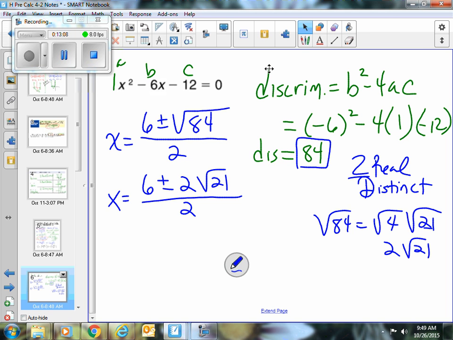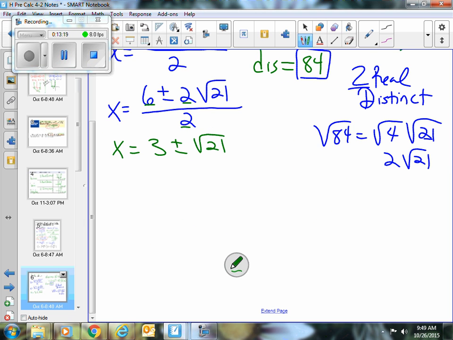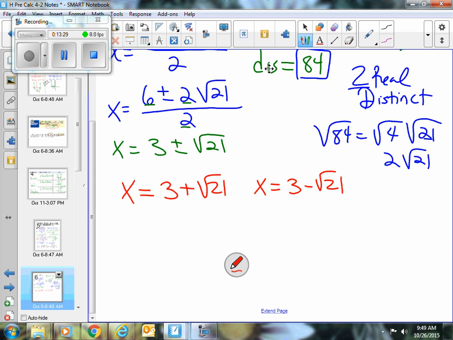Alrighty, now let's think about this. I can reduce a little bit because everything has a common factor of 2 in it. So that would give me 3 plus or minus square root of 21. So you can reduce down to that. All right, now I'm going to write what those would be as separate solutions. We have 3 plus square root of 21 and 3 minus square root of 21. So you actually get two solutions.